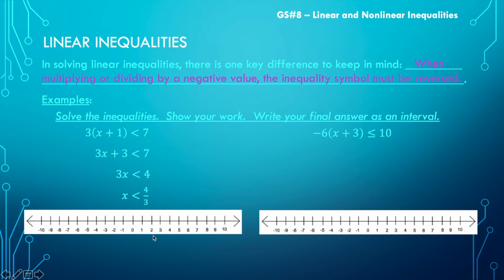So where is that on the number line? It's between 1 and 2, but closer to 1. And then we want everything to the left of that value. We're going to use that parenthesis to indicate that we're not including that value. And then we would write this as an interval. And remember, when we write intervals, we always write from left to right. So negative infinity all the way up to 4/3, but not including it.